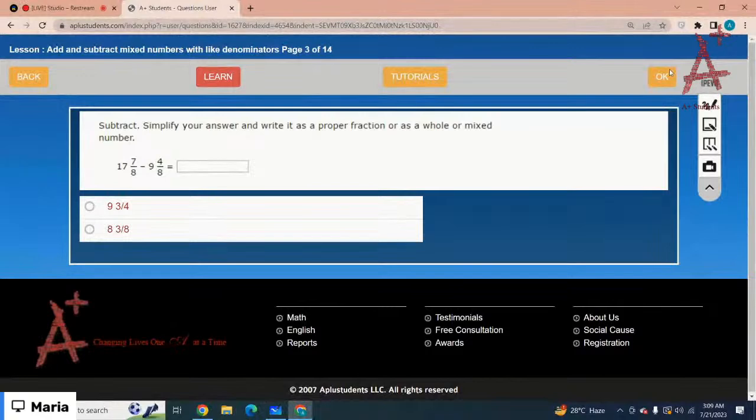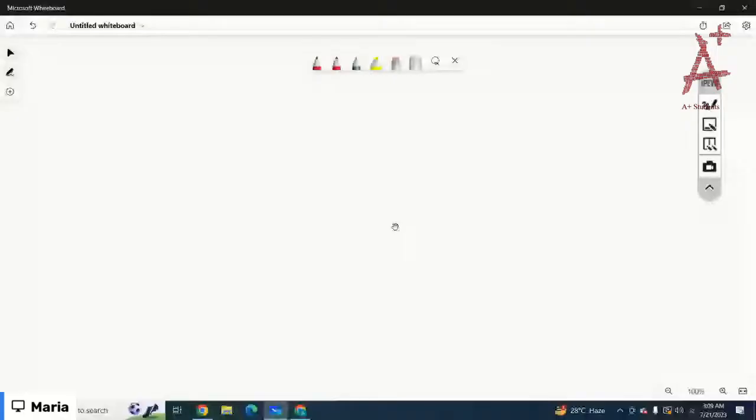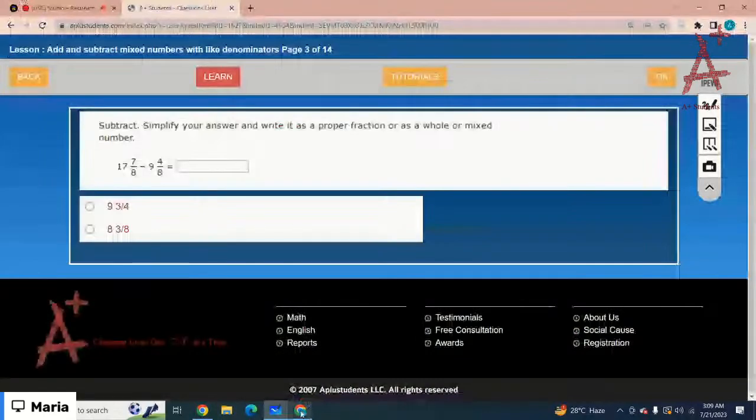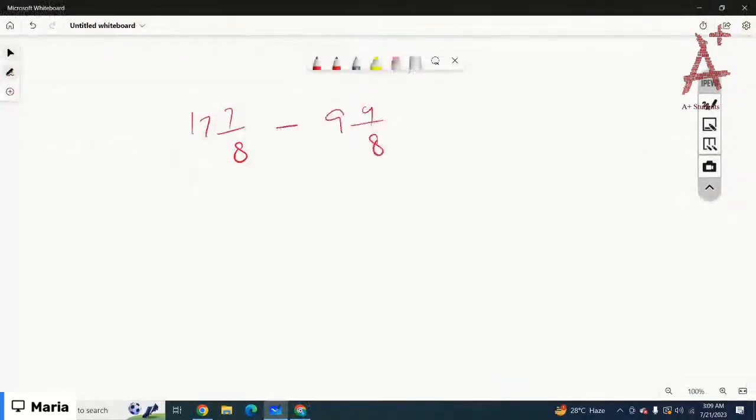Okay, the next one is 17 whole 7 over 8 minus 9 whole 4 over 8. Okay, they have the same denominators. Subtract the whole number part. 17 minus 9 is 8. And then just look at the fractional parts, 7 over 8 minus 4 over 8.